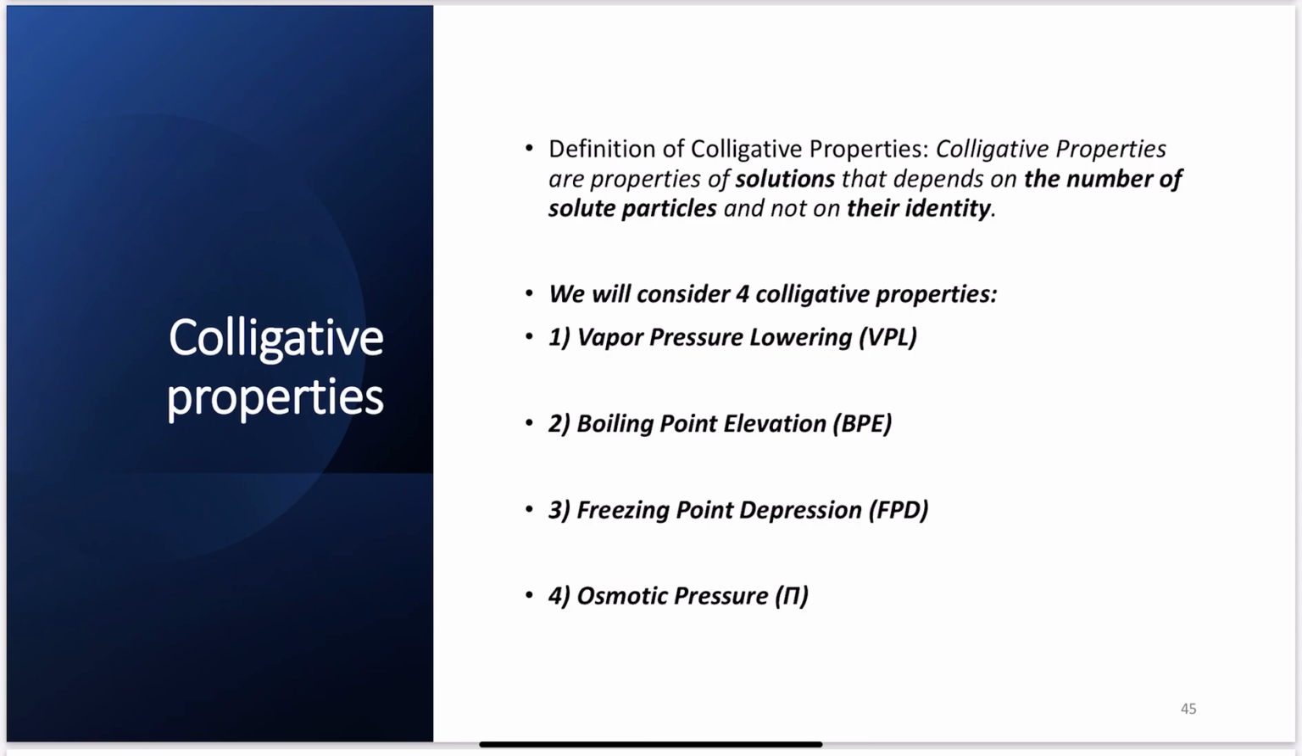We will consider 4 different colligative properties. We're going to talk about vapor pressure, specifically vapor pressure lowering, boiling point, specifically boiling point elevation, freezing point, specifically freezing point depression, and osmotic pressure. But again, in this module I'm going to focus on vapor pressure and vapor pressure lowering.